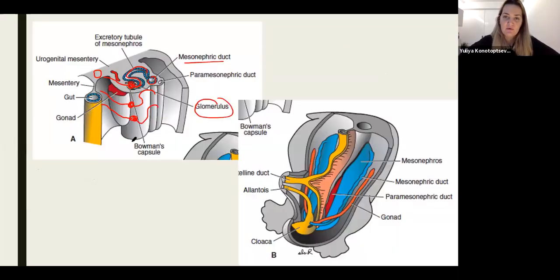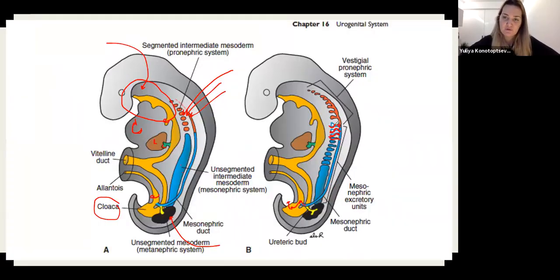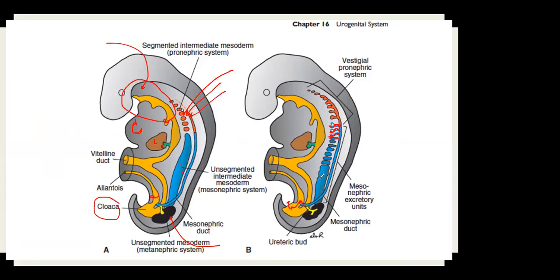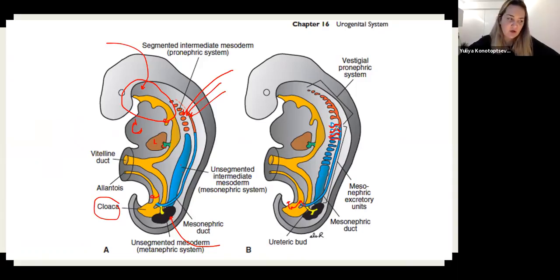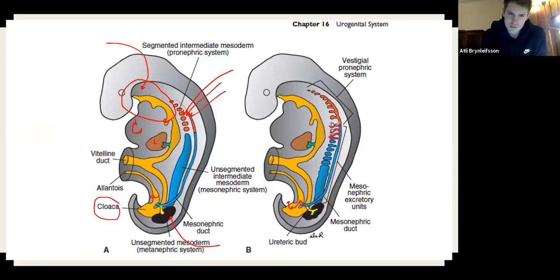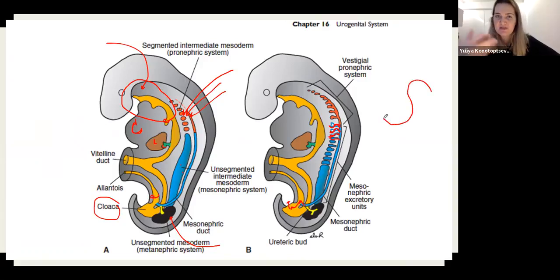So could we quickly recap? So mesonephros, they are clusters of what? Where do they come from? Intermediate mesoderm. So you're going to see that mesonephros are clusters of intermediate mesoderm. What is their shape? S-shape. And this intermediate mesoderm that gives you mesonephros creates an S-shaped excretory tubule.